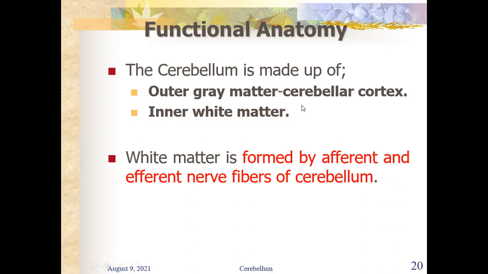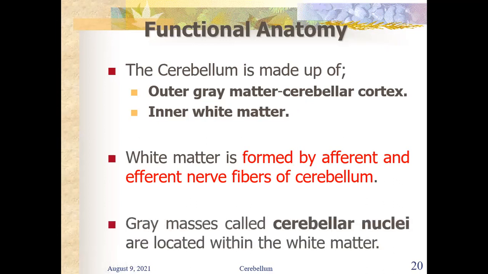So we move to the next slide. The gray masses are cerebellar nuclei. There are some gray masses located in the white matter, known as the cerebellar nuclei or the deep cerebellar nuclei. Examples of deep cerebellar nuclei are the dentate, globose, emboliform, and fastigial nuclei.